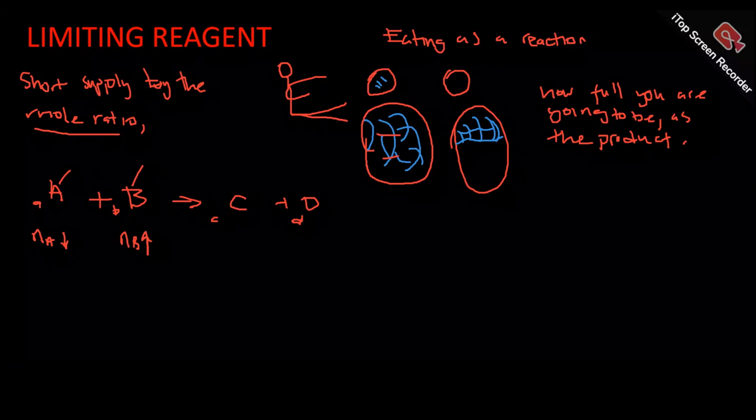So what are you going to do to find the mole ratio? What you do is very simple. You're going to say mole ratio. Then you get the number of moles of A and divide it by its coefficient from the balanced chemical equation. And again, you get the number of moles of B divided by its coefficient from the balanced chemical equation. Then compare what you get. The number which is smaller is the one representing the limiting reagent.